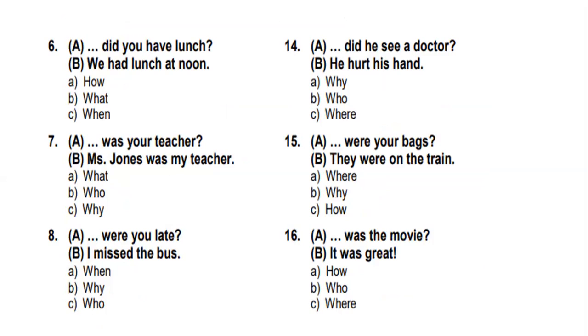Let's see. We have 2, 4, 6 more. So let us complete it together. Number 6 says, did you have lunch? We had lunch at noon. So what do you think they're asking? When? Letter C, right? Because they are asking about time, and the answer is related to time. The answer says we had lunch at noon.